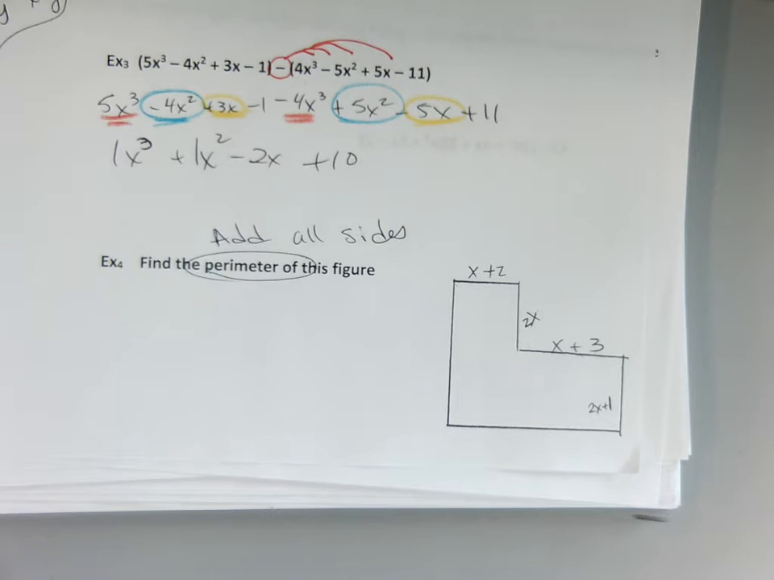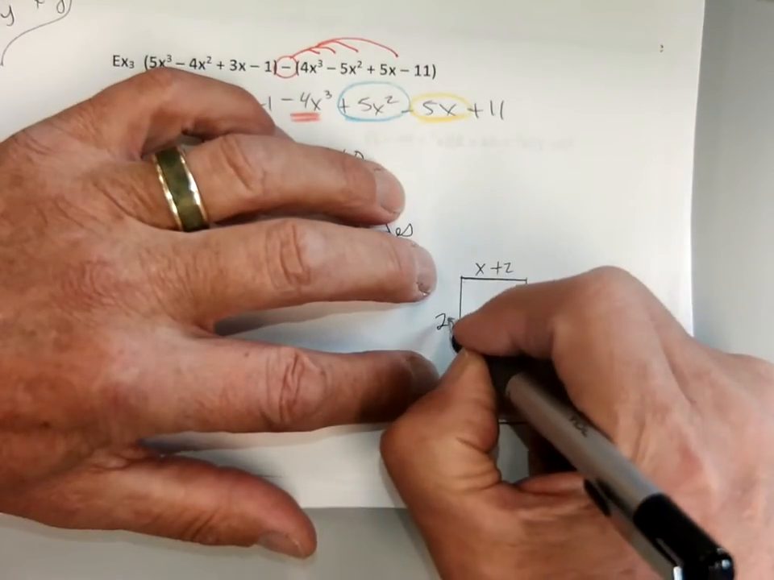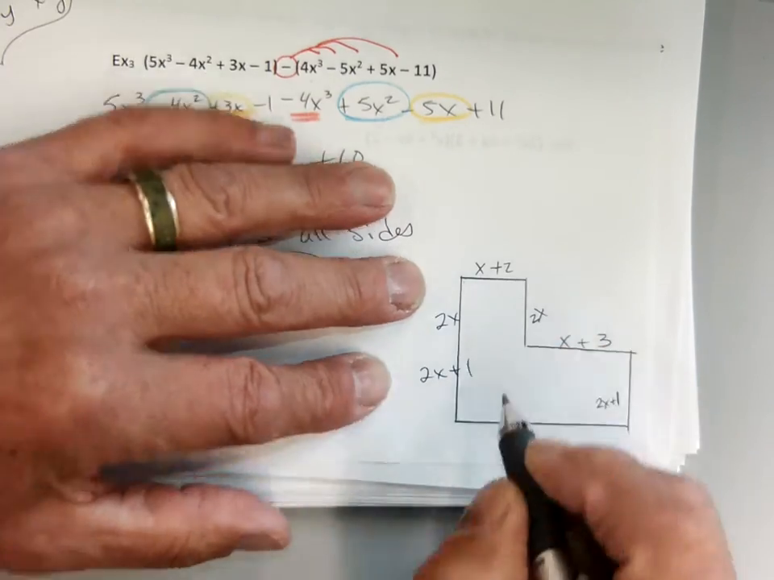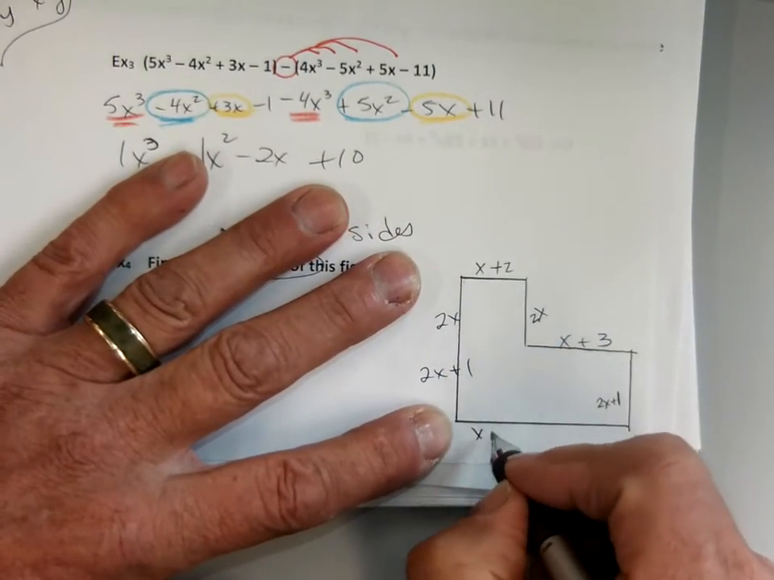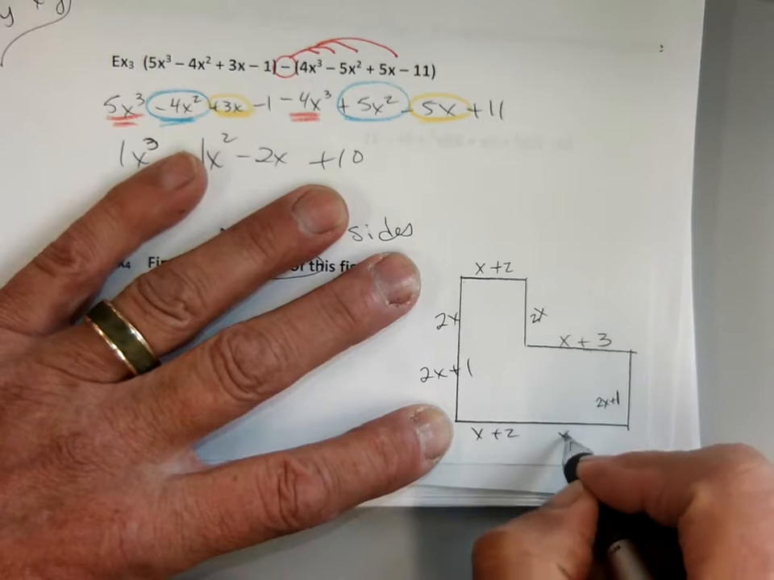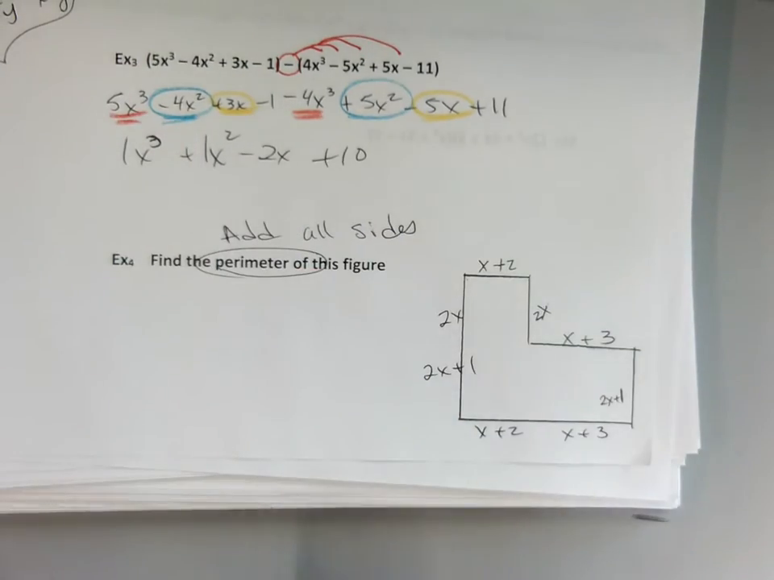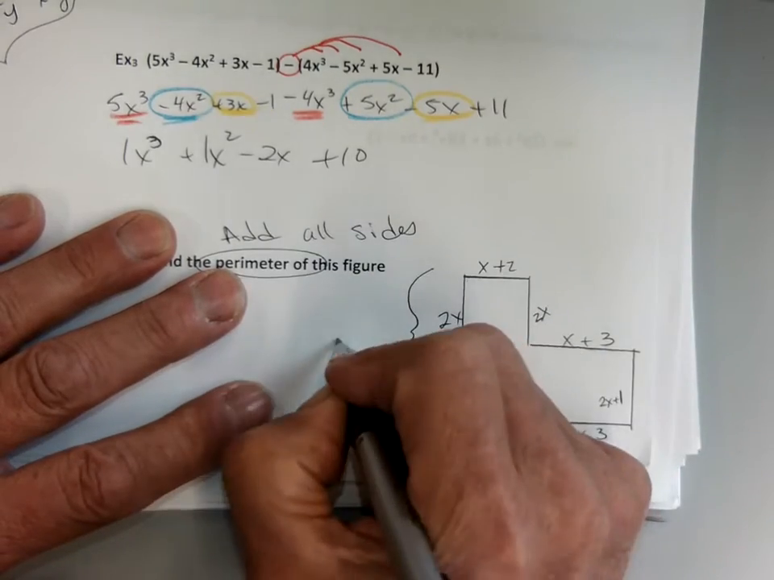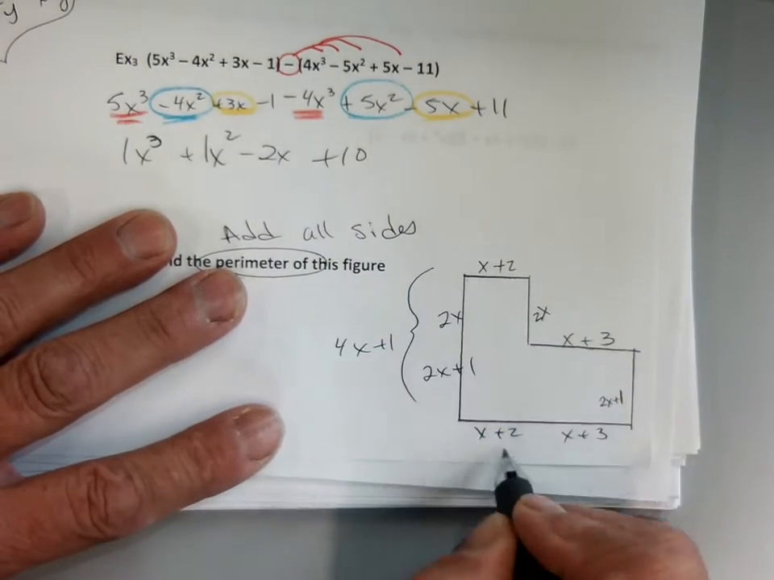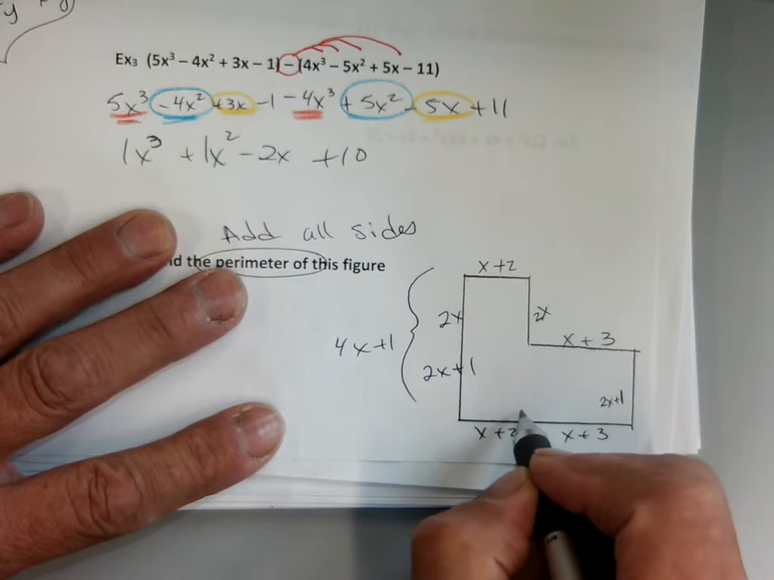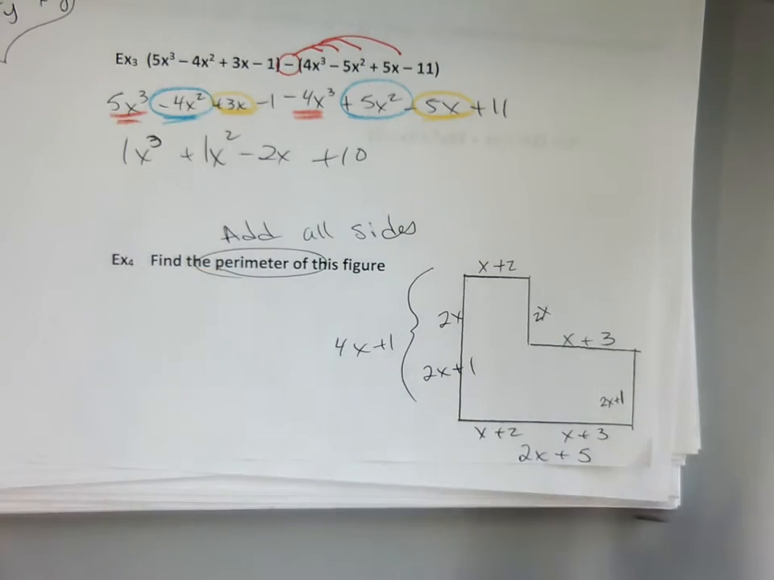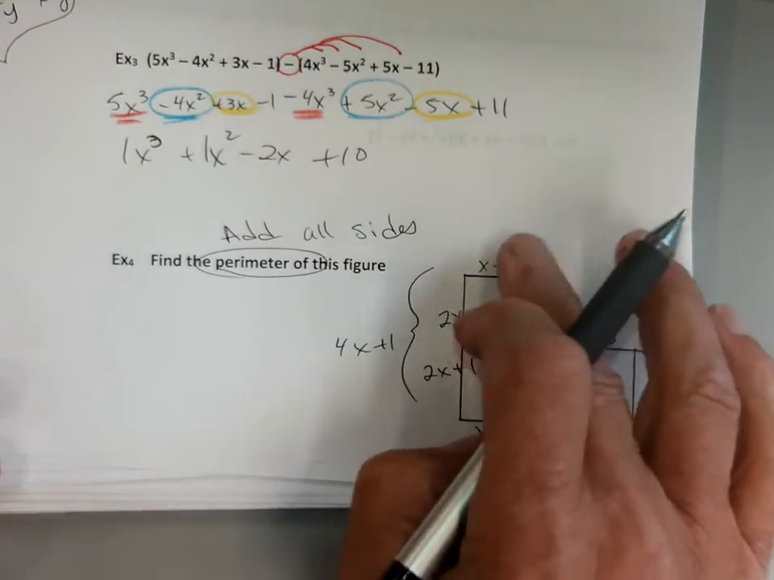That's good. So I'm going to write it like this. I know this is a 2x and a 2x plus 1. This is a x plus 2 and a x plus 3. But I like what Luke said, because you can really say this is really like a 4x plus 1, right? And this is really going to be a 2x plus 5, right, Luke? Totally agree. Now, if I want to add the perimeter, I'm just going to start adding all the way around.